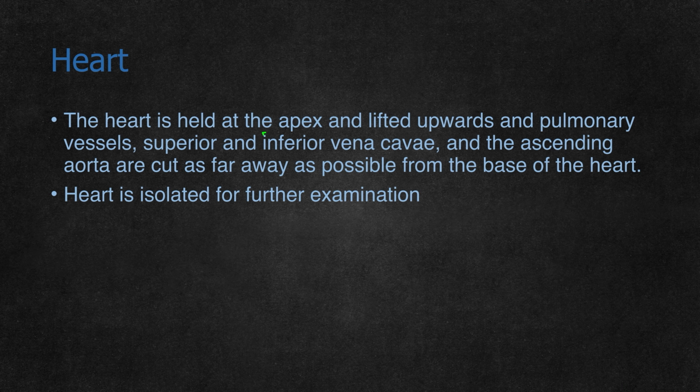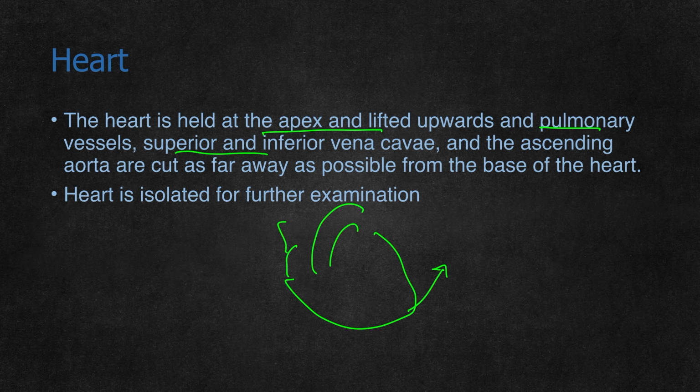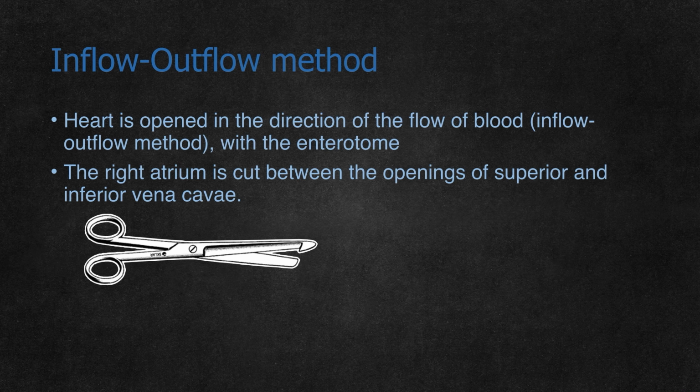The heart is held at the apex and lifted upwards. So holding the apex, it is lifted upwards, and the pulmonary vessels which are present, the superior and inferior vena cava, and the ascending aorta are cut as far as possible from the base of the heart. So the aorta and the superior and inferior vena cava have to be dissected and cut open. The heart is isolated for the examination.